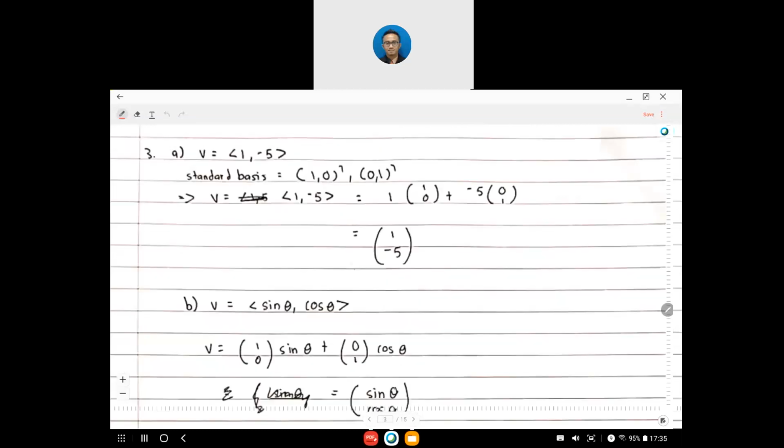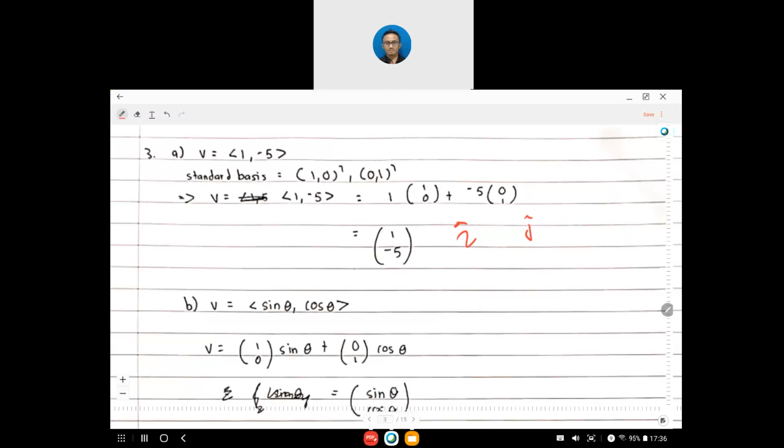Now look at question 3. Express each of the vectors below in the standard basis vector. So you want to express in the standard basis vector. What is a standard basis vector? It is not like this. Standard basis vector means that you give it in terms of i and j only. So you are given in terms of i and j.